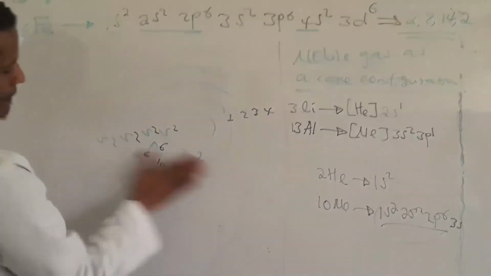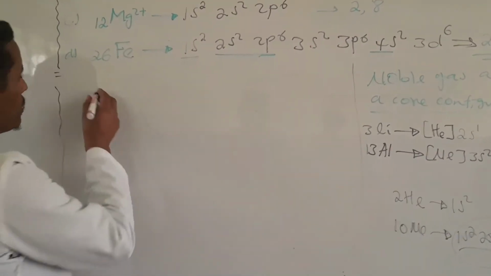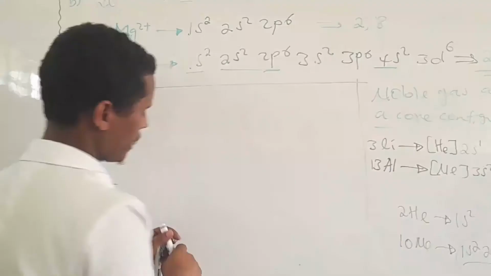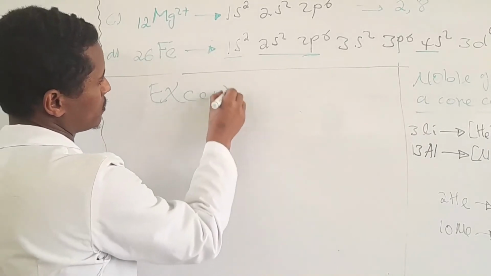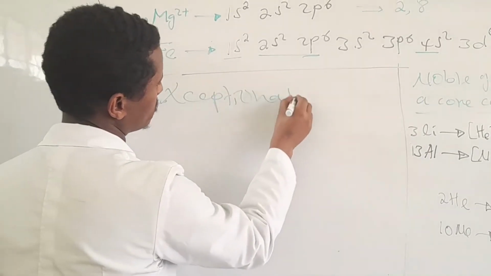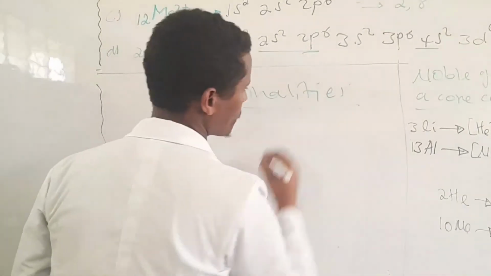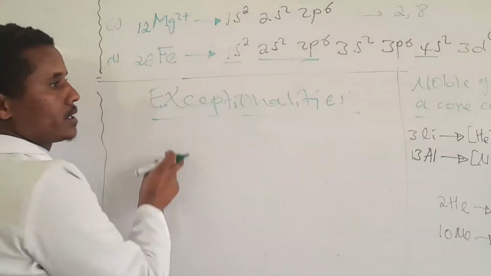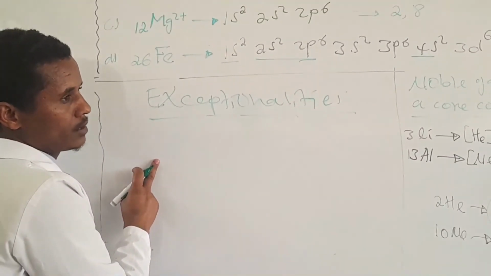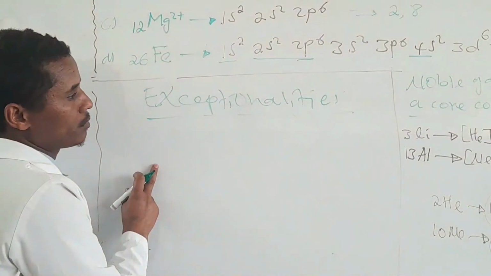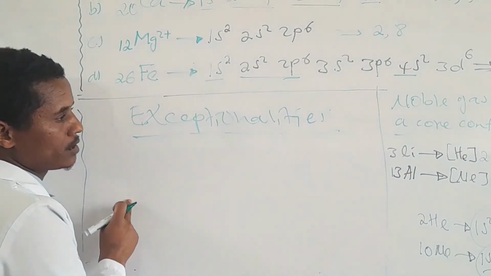Now let us see some principles, because of stability, the exceptions. Why is this exception taken? Because of the stability of the electron configuration. Half-filled and fully filled stable orbitals are needed to stabilize the electronic arrangement.